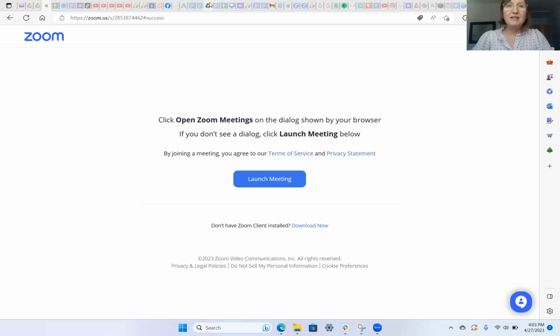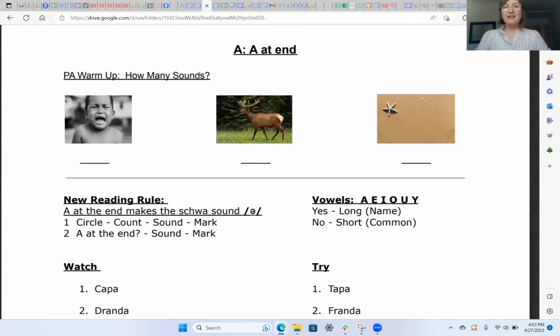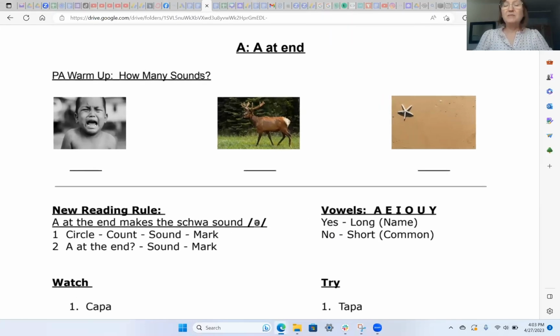So we're going to get started right away in our lesson for today's class. Okay, so our lesson today is going to be A at the end, and you're going to love this lesson. It is just so enlightening. I'm going to teach you something that is going to apply to so many words that you're going to see out in the real world that you're going to be just excited about. I know it. So let's start with our phonemic awareness warm-up.